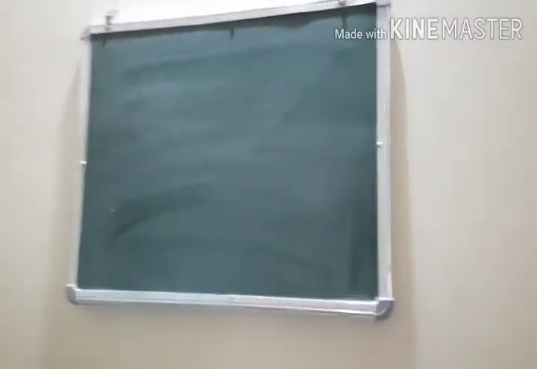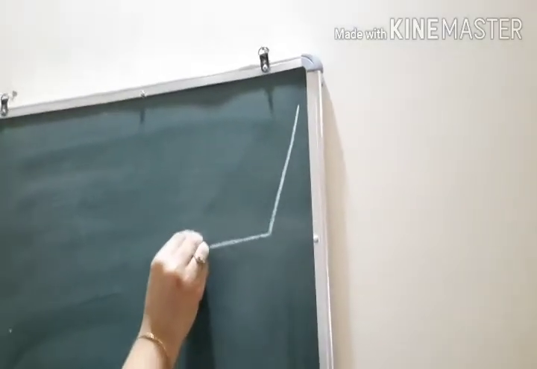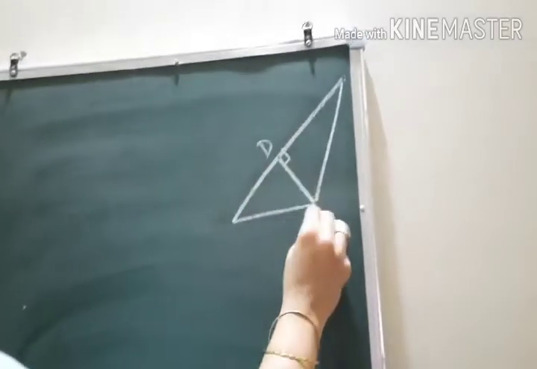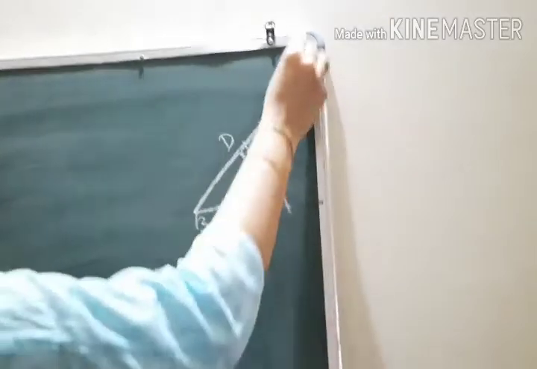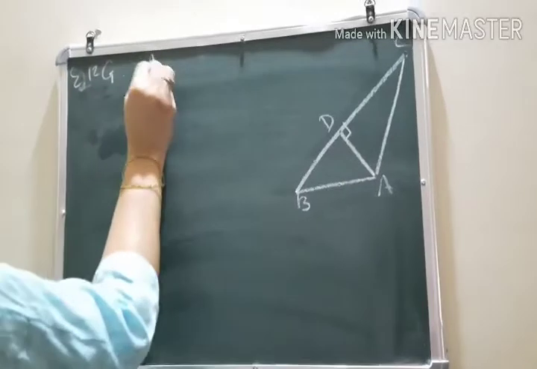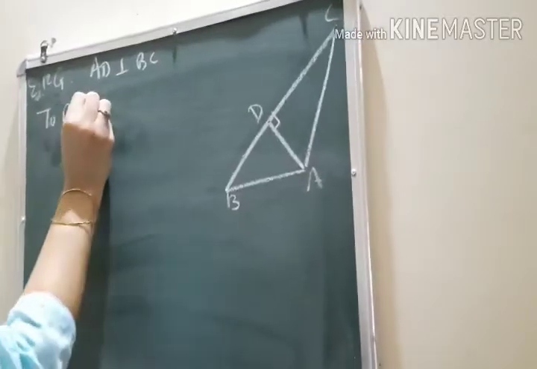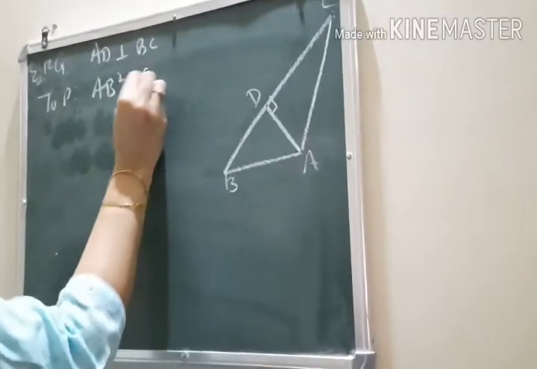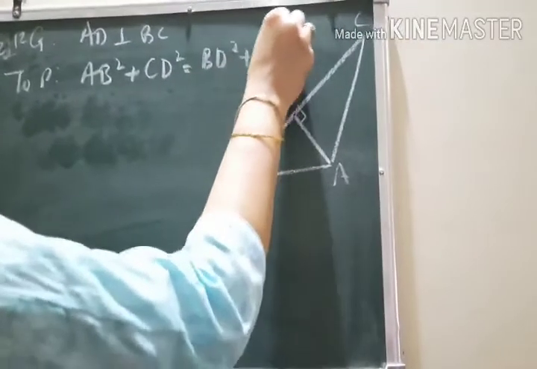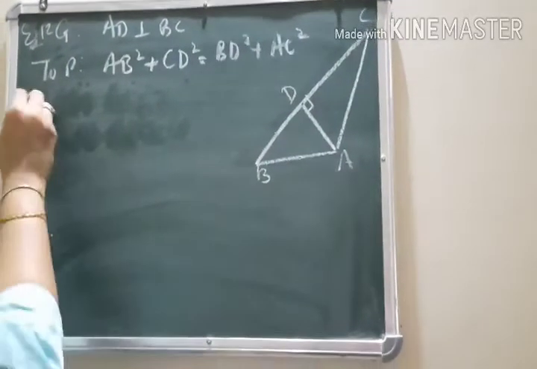In the figure, if AD is perpendicular to BC, the figure is there. This is B, this is A, this is B and C. What is given? AD is perpendicular to BC and you have to prove that AB square plus CD square is equal to BD square plus AC square. Right?